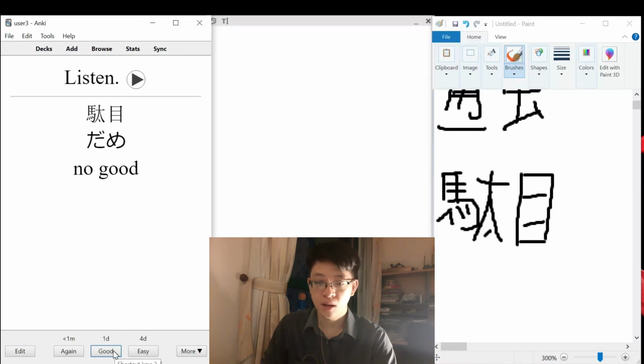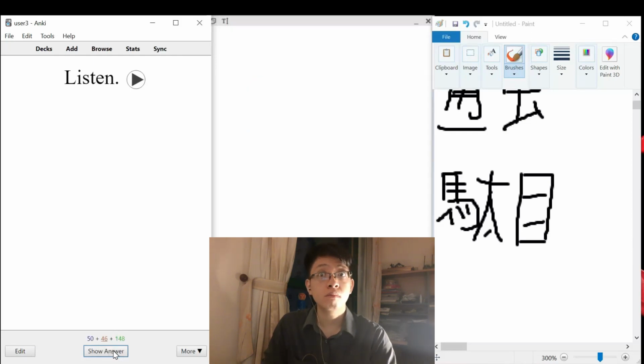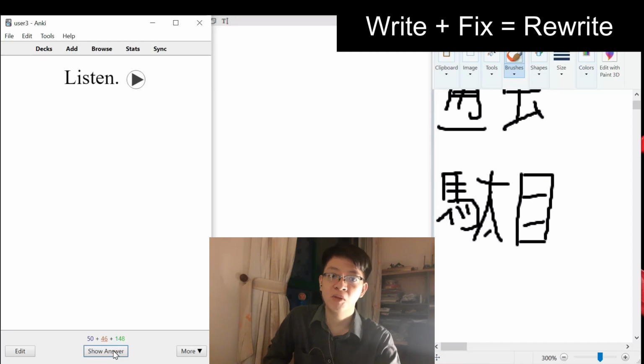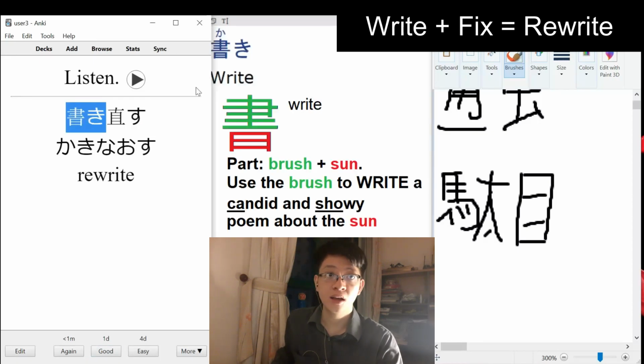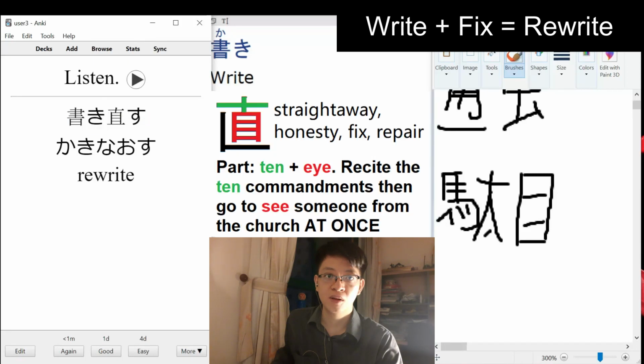Okay, next. 書き直す. This one is rewrite, right? So you write and then you have to correct it, and somehow that means to rewrite, and in a way I think it does make sense. Yeah, kaki to write, and then naosu means to correct. Yeah, that's why it means to rewrite. Okay, this one we learned yesterday.